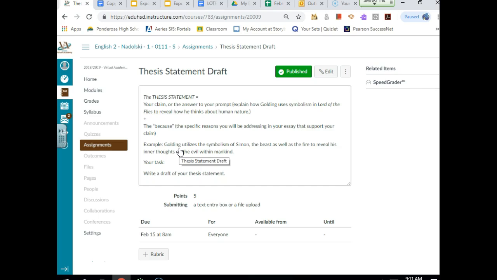Remember that symbolism chart I had you do two days ago? That was to give you ideas about what you might use. So what are three examples of symbolism that you want to discuss in your essay? At least three. You can do four or five. That's fine.